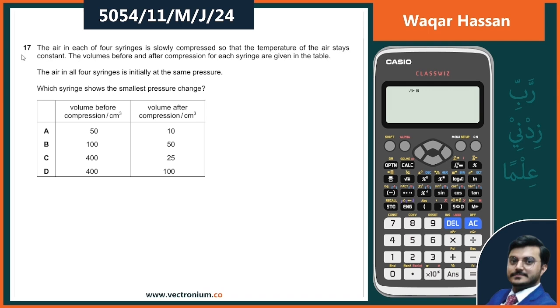Okay, now let's move on to question number 17. The air in each of 4 syringes is slowly compressed so that the temperature of the air stays constant. The volumes before and after compression for each syringe are given in the table. The air in all 4 syringes is initially at the same pressure. Which syringe shows the smallest pressure change?